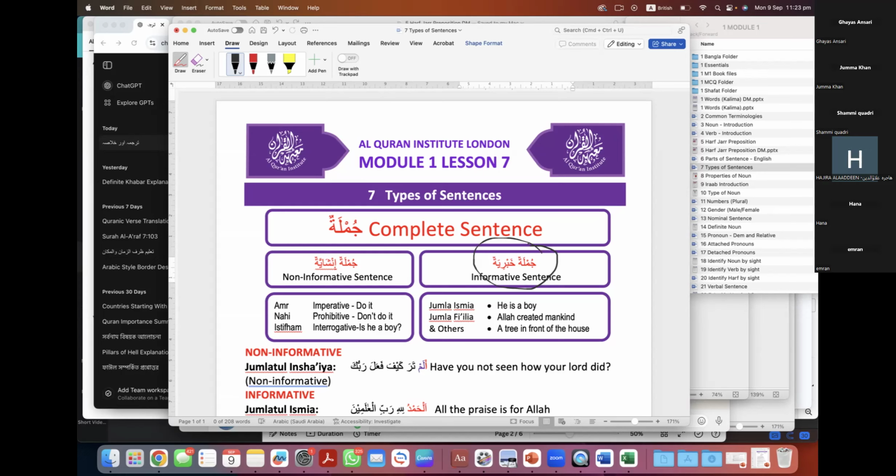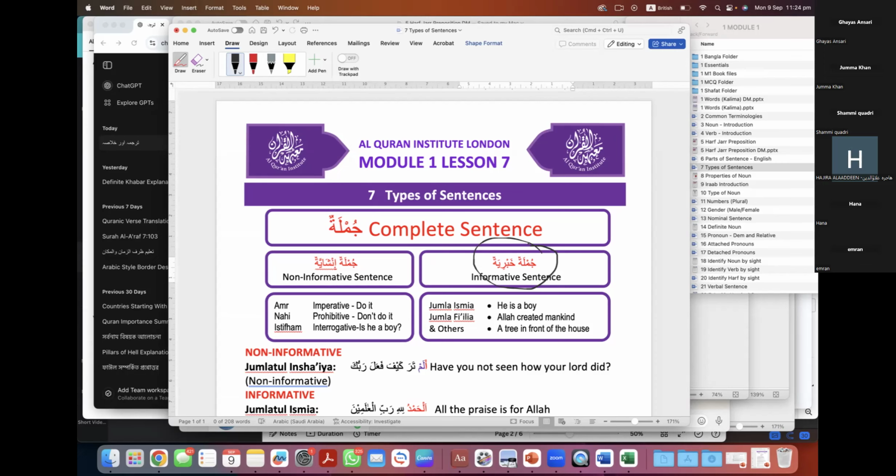The Arabic name of that is Jumlatul Insha'iyya. Jumlatul Khabriyya, you do understand, and you need to remember, is the informative sentence. Jumlatul Insha'iyya is non-informative; its examples are the imperative, order, request. Do it. I said, do it. Is there any information here? No. When I say he is a boy, there is information. Would you agree? When I say Allah created mankind, there is information about the doer.